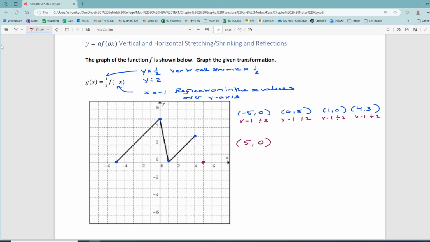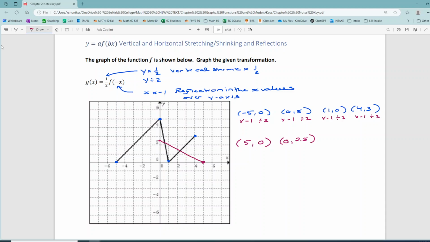Then this point here, 0 times -1 is still 0, and then 5 divided by 2, you can do 2.5. I feel like that's easier for graphing, or 5 halves, it does not matter. So my next point is going to be at 0 and 2.5, so I'm going half as high, but the reflection didn't happen. Now I wish I had a ruler function, but I'm just going to connect these dots.